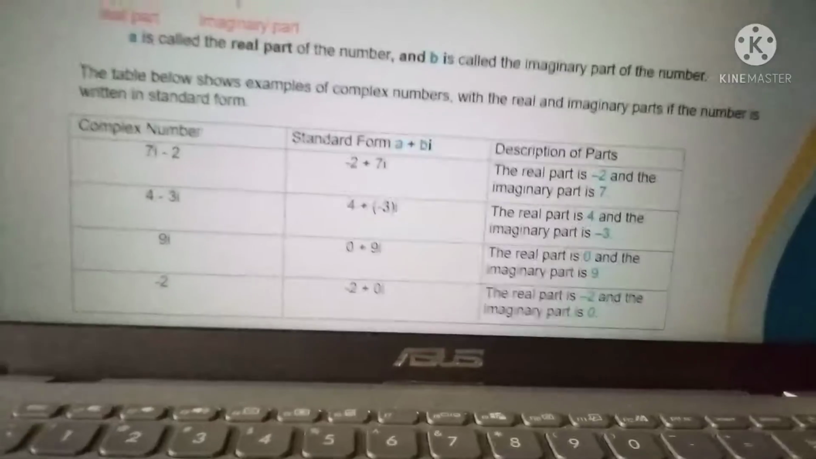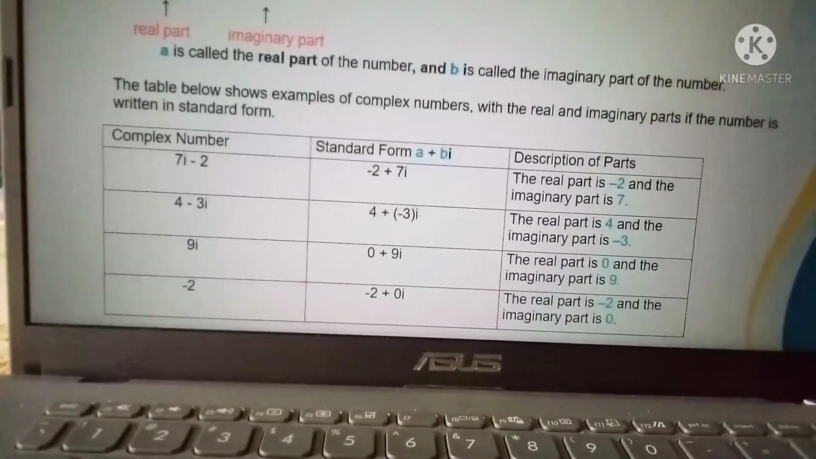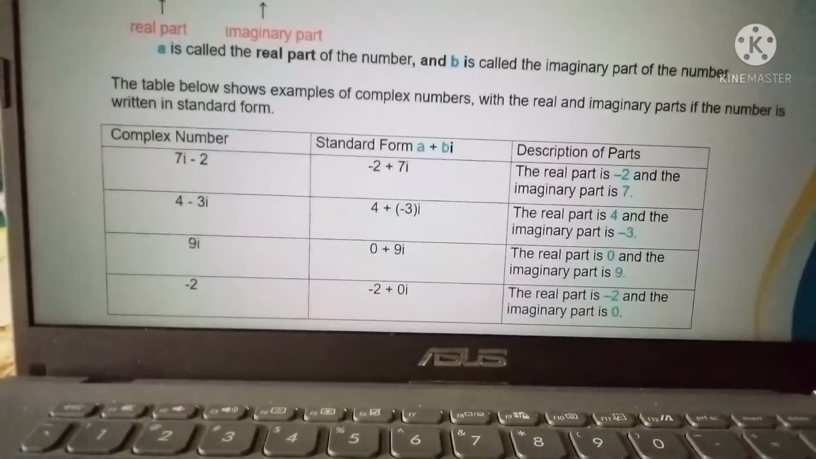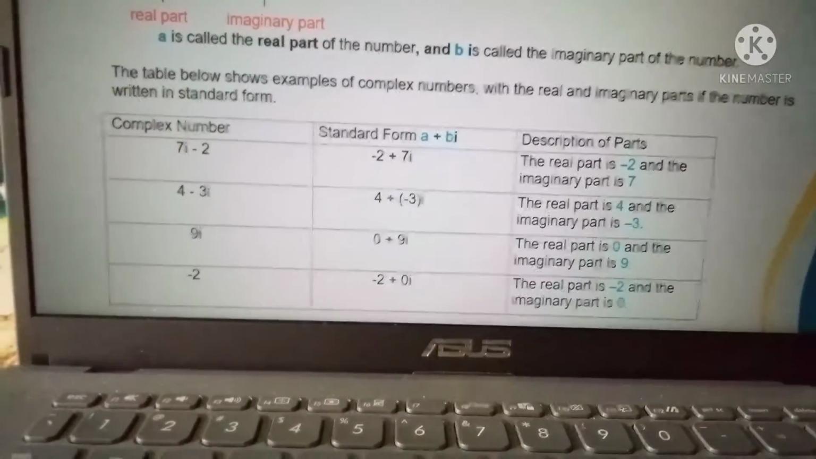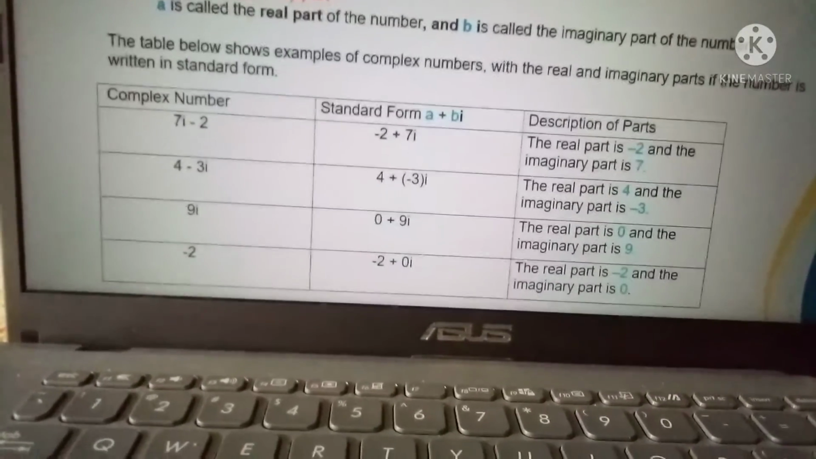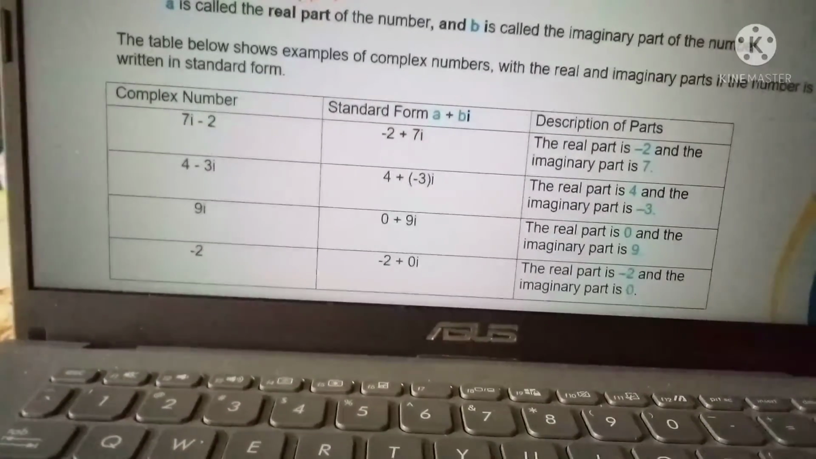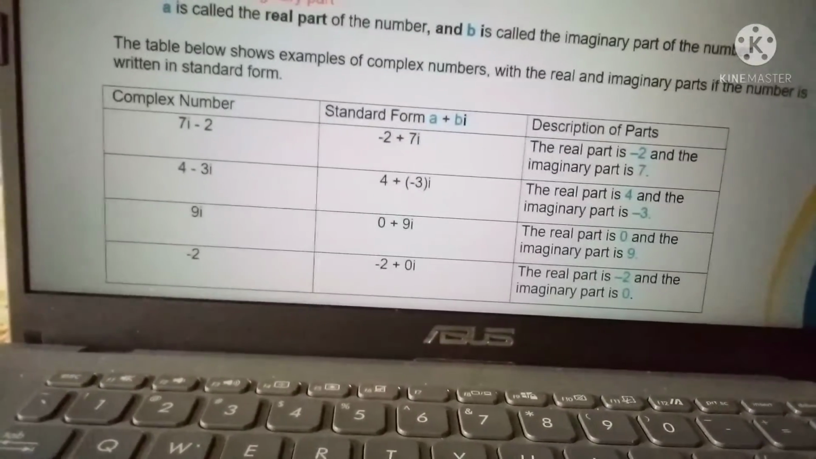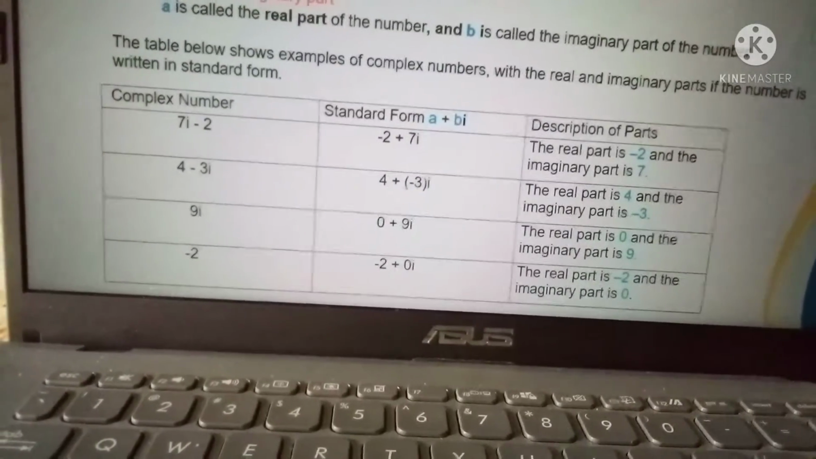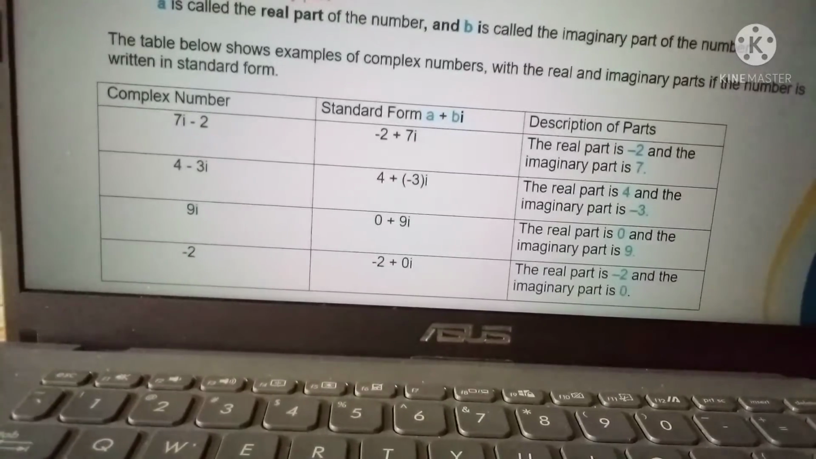So, ayan po, the table below shows examples of complex numbers with the real and imaginary parts if the number is written in standard form. So, ayan po. Example ng complex number ay 7i minus 2. Tapos, nakasulat po siya sa standard form which is negative 2 plus 7i. And the real part is negative 2 and the imaginary part is 7.